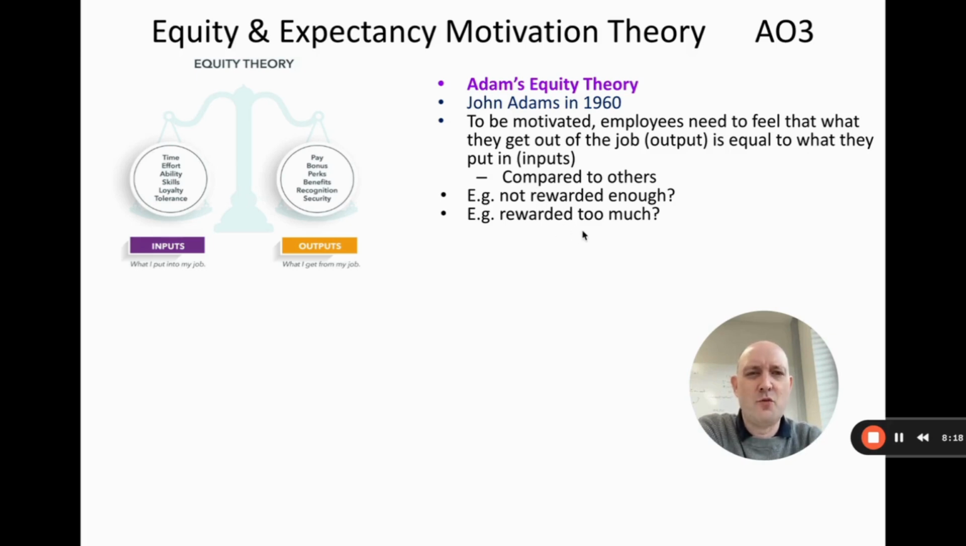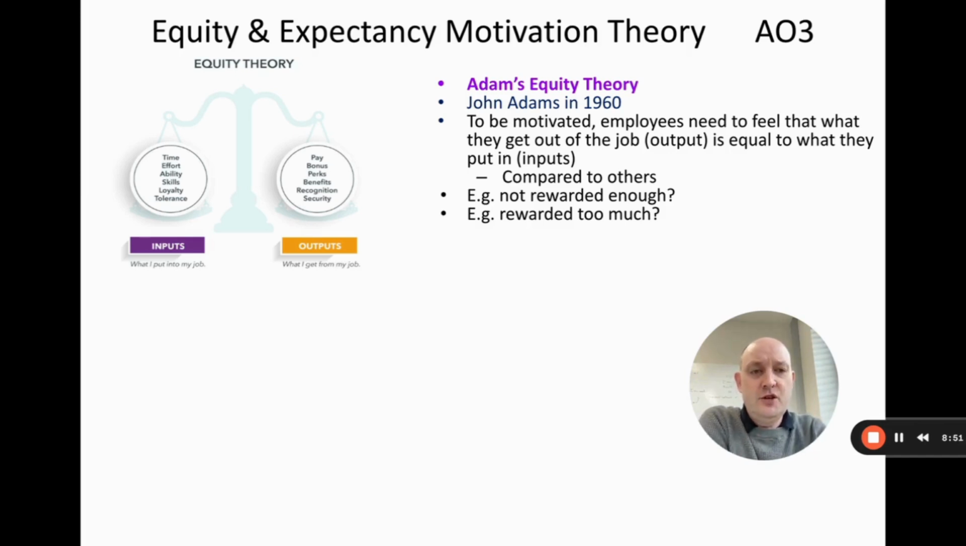But what about if we're getting rewarded too much? What about if we're putting a certain amount into our job, but we're getting lots of reward from the job? Surely that's motivational? Well, Adams's equity theory would say no. And let me give an example. Let's say you do a test and you do no work, you do no preparation for the test, and you get a really good grade. Will you be happy? Of course. But would you be motivated to work hard for the next test? Questionable, because you know that if you do no work, you get a good grade. So why should you work for the next test?